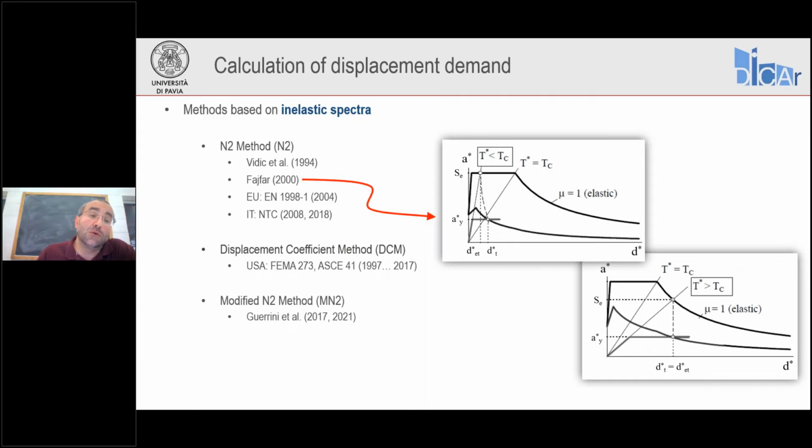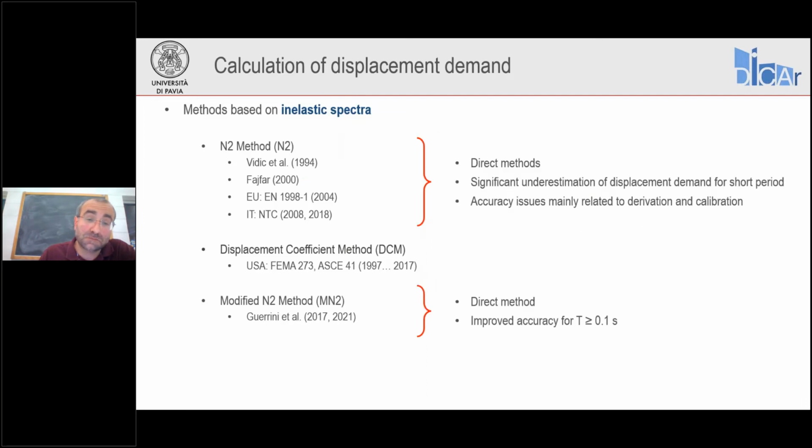In particular, the N2 method was developed by the Slovenian researchers Fajfar, Vidic, and Fischinger, starting from the end of the 80s and then through the 90s. And we find it in the Eurocode, and it's also proposed as an alternative method in the Italian code. We find it also in a different formulation, but not so different, in American codes. And also in this case, we have developed some improvements in order to make this method more accurate for application to masonry structures.